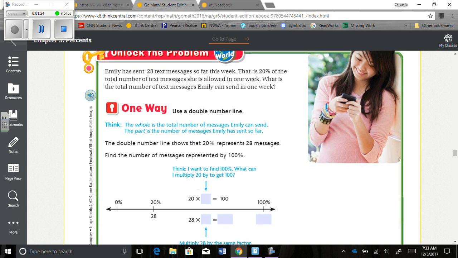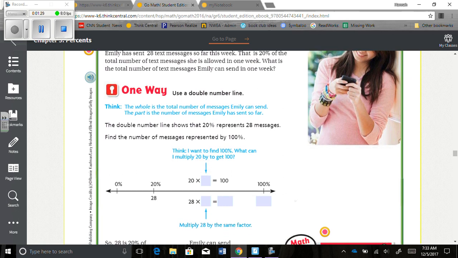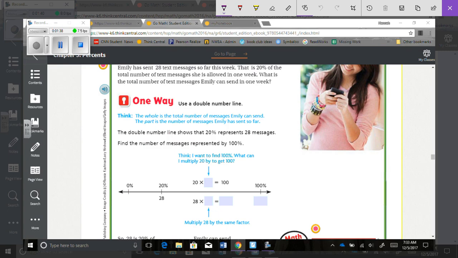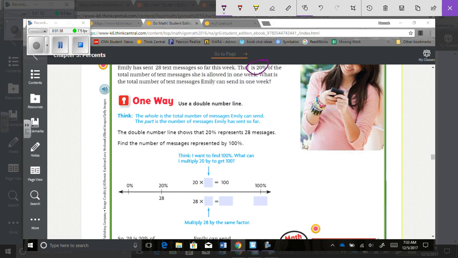Let's look at this first, unlock the problem. Emily has sent 28 text messages so far this week. That is 20% of the total number of text messages she is allowed in 1 week. What is the total number of text messages Emily can send in 1 week? So, if we look at what information is important, we know that 20% is important, and we know that 28 messages so far this week, and our question is, what is the total number of messages Emily can send in 1 week?